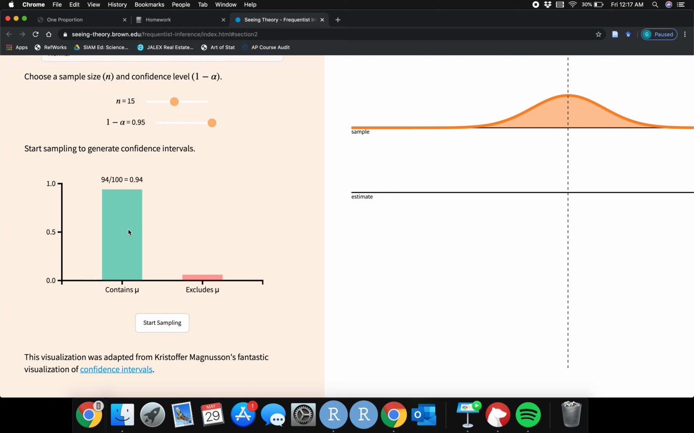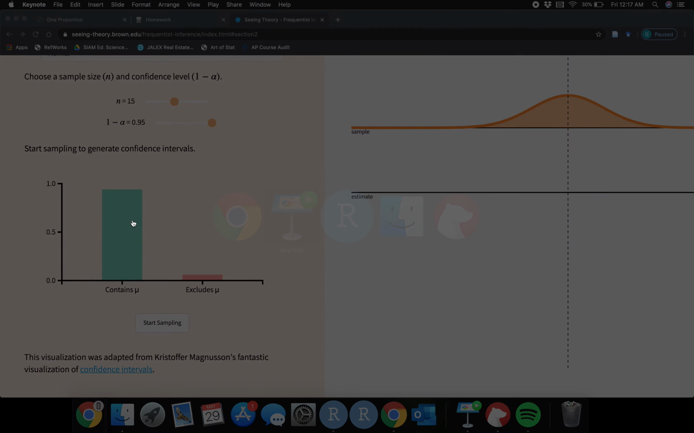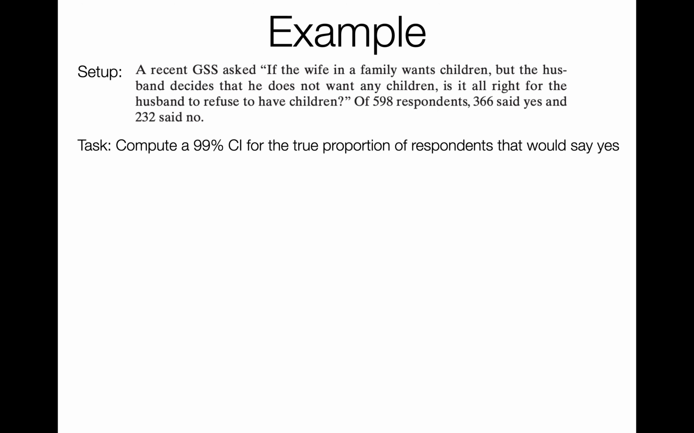So that's pretty close to 95, which is what I wanted, and that's what confidence means. So hopefully that made it a little bit more clear. Now, on to an example.